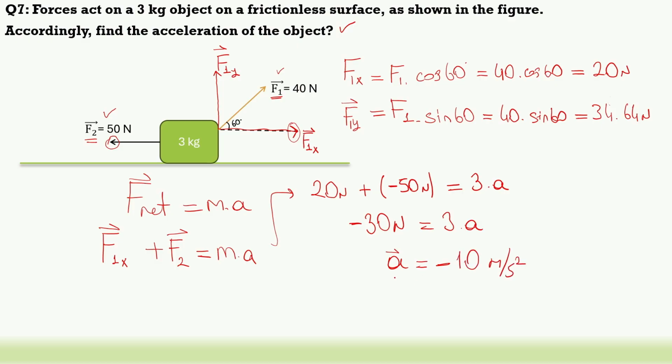We calculated the acceleration, but I want to talk about the result. As you can see, it is minus 10 meters per second squared. This minus shows us the direction. So after these forces, the box accelerates in the negative direction, like that, with 10 meters per second squared.